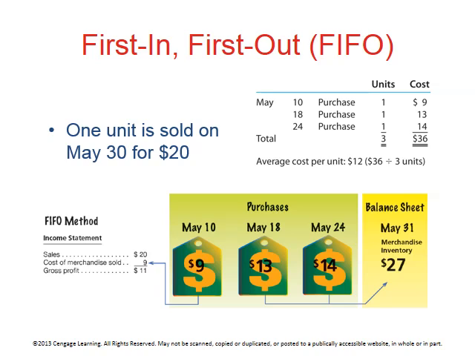If we look at the income statement in the lower left, sales is $20 because we sold it to the customer for 20 bucks. Our cost of merchandise sold is $9 because $9 is May 10th, which was the first one in. And then for our ending inventory, we don't have the May 10th unit anymore, but we have the May 18th and the May 24th units for $13 and $14 each. So our ending inventory is $27.